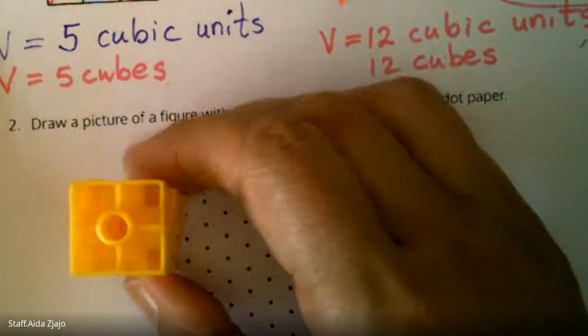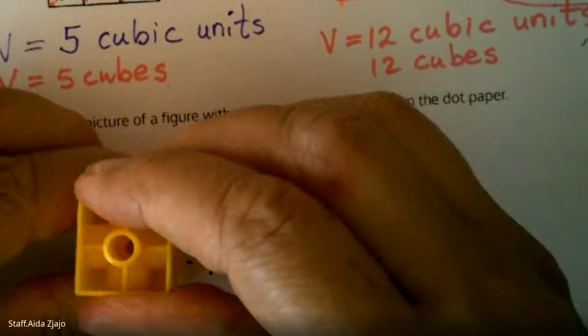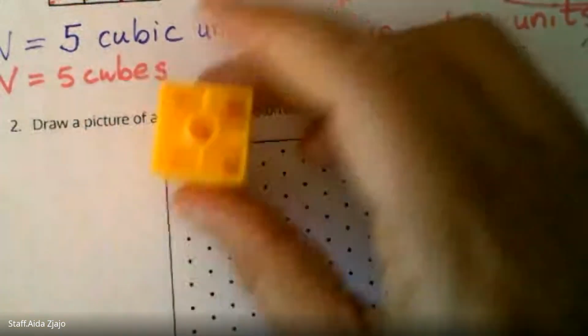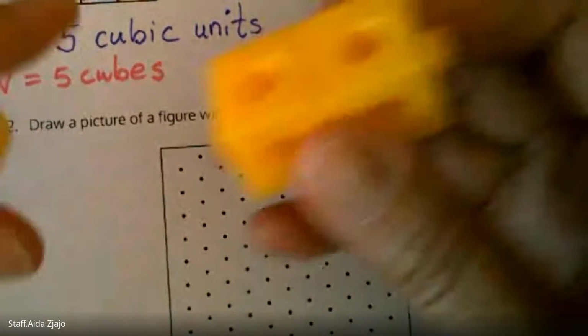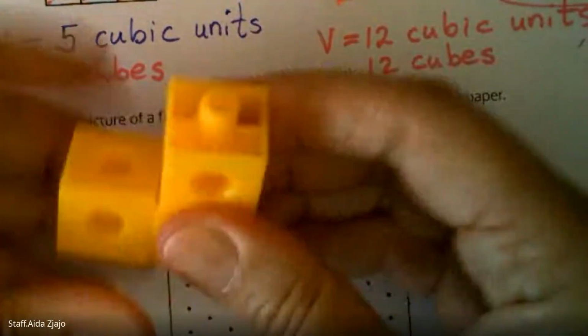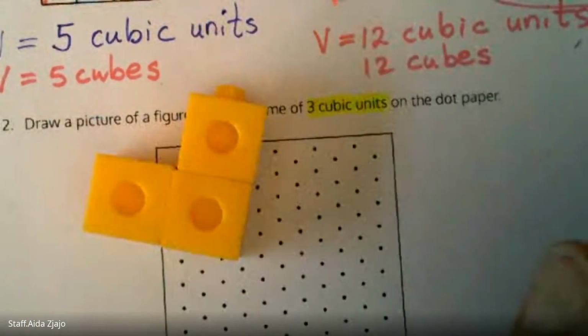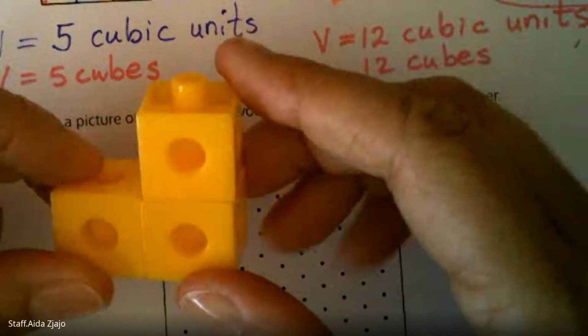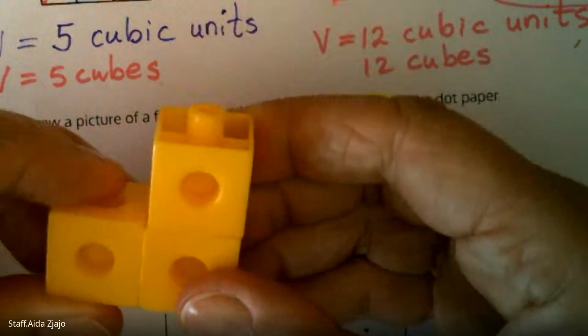I can make them stand. That's another way. I can put one on the side. It's like an L shape. That's 3 units. So there are 3 possibilities.